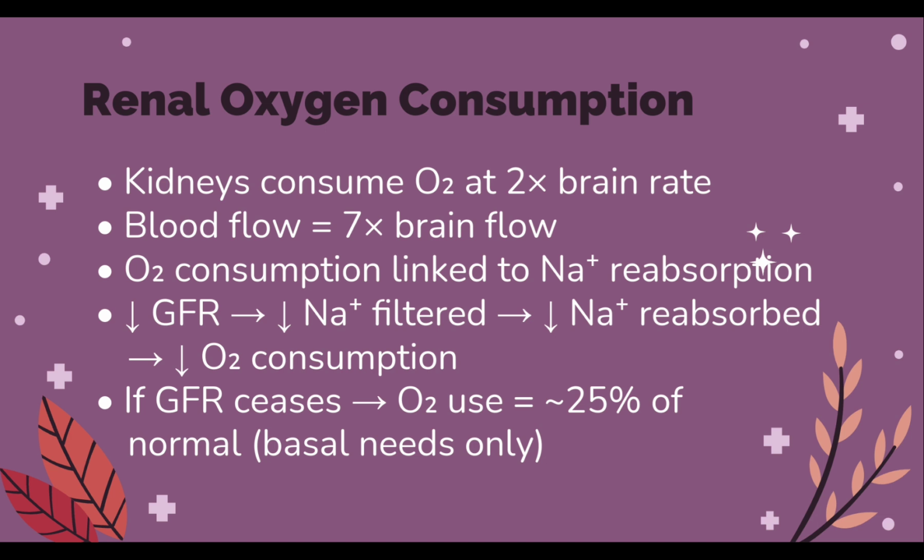When we talk about renal oxygen consumption, kidneys consume twice as much oxygen as the brain, and the blood flow is about 7 times more than the brain flow. This oxygen consumption is linked to sodium reabsorption. When there is decreased glomerular filtration rate, less sodium is filtered. So the amount of reabsorbed sodium is less, and the oxygen consumption is also decreased. If the GFR ceases, oxygen usage is about 25% of normal, only for the basal needs.